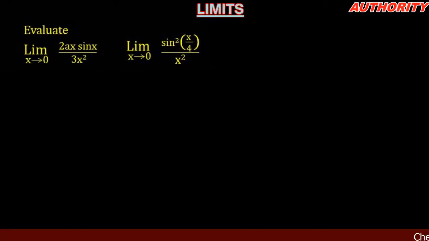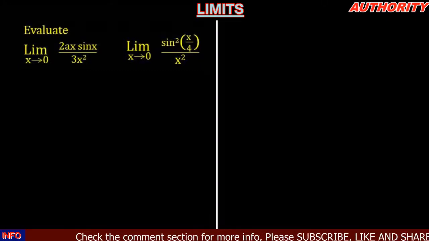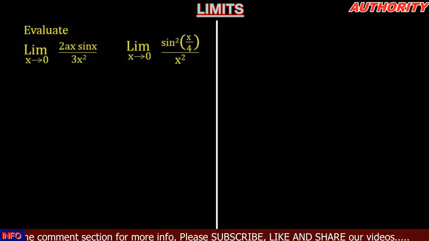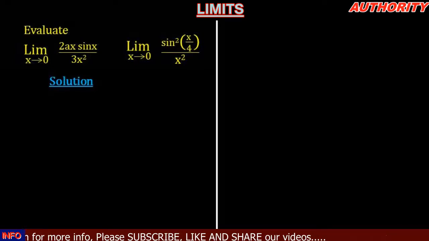Evaluate number 1: limit as x approaches 0, 2ax sine x all over 3x squared. And then number 2: limit as x approaches 0, sine squared (x over 4) all over x squared. Okay, good. Let's take them one after the other.